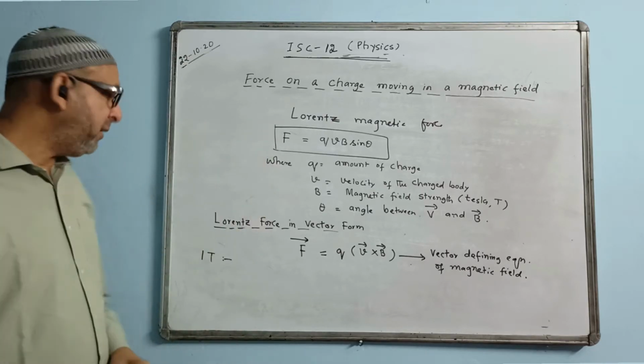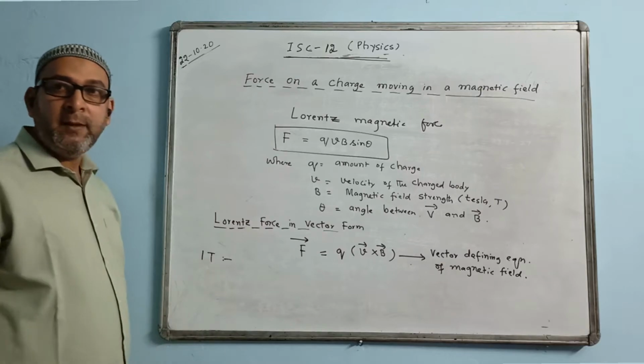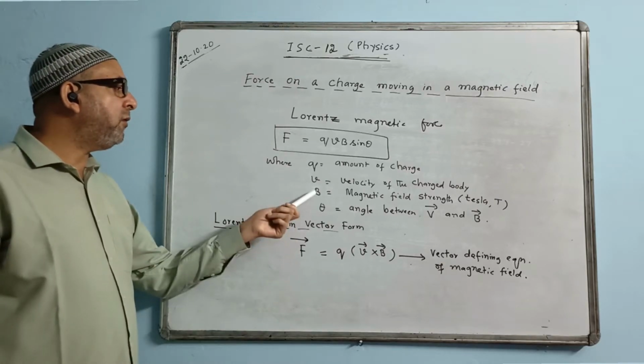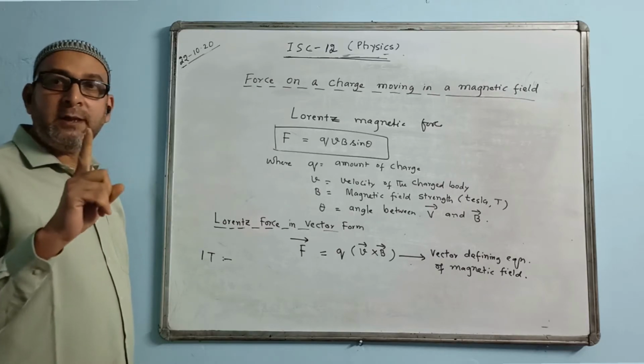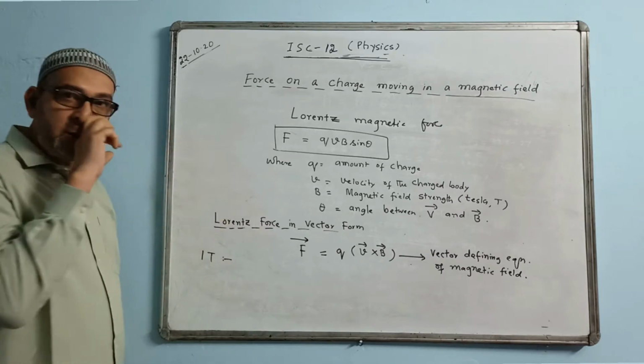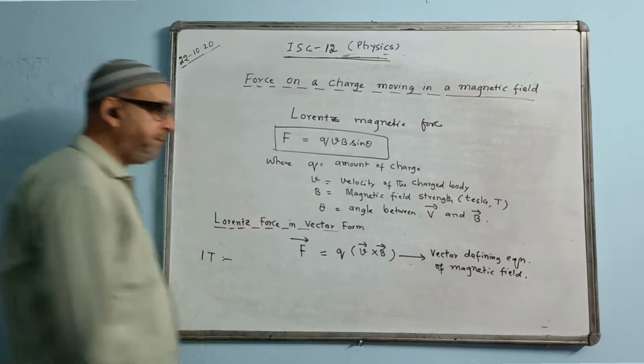That is how we give the definition of 1 Tesla. What is Tesla? Tesla is the unit of magnetic field strength. And now the value of B should come to 1 Tesla, and the definition of 1 Tesla, as I told you, you must write that.